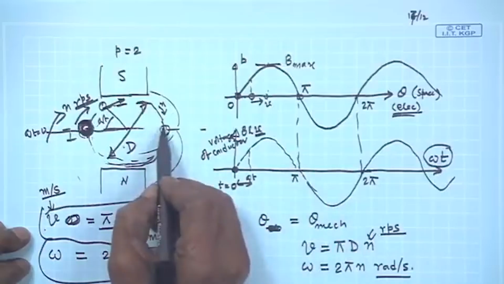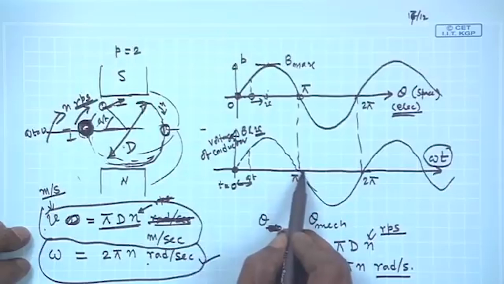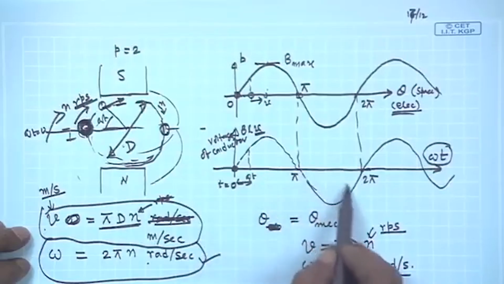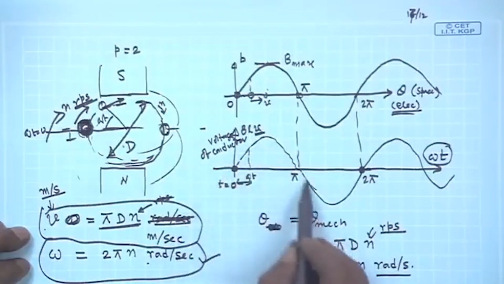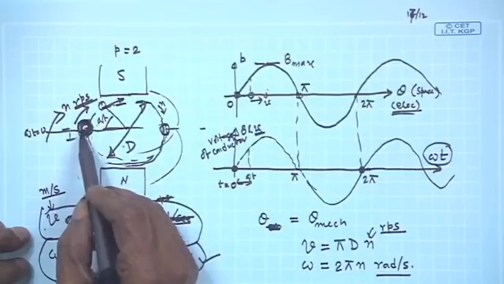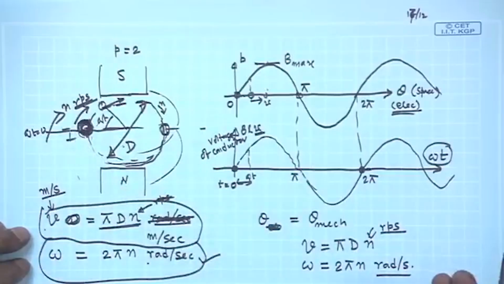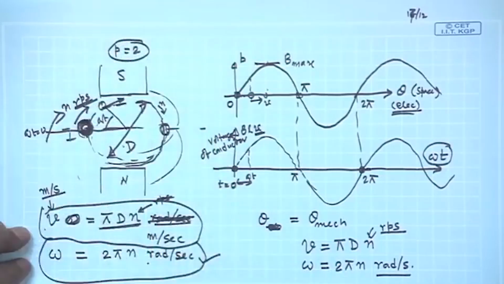Once again zero voltage when the conductor comes here because there is no B, and then it reverses its polarity. A complete cycle of EMF will be obtained when the conductor returns back here, and there is no distinction really between electrical and mechanical angle when the number of poles of the machine is 2.